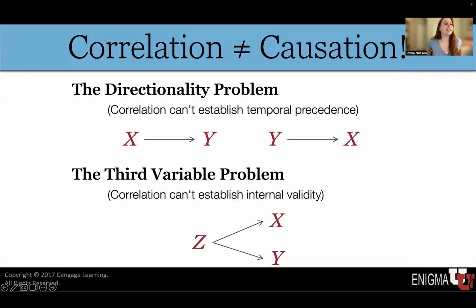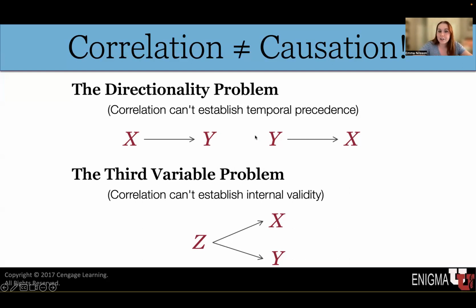So say that we're looking at the correlation between two variables. Let's say that it's absences during the school year and final grades. We could hypothesize that fewer absences cause higher final grades. There's a negative correlation there. And maybe that is the case, that fewer absences cause higher final grades, but it's unlikely, though possible, that the reverse is true.